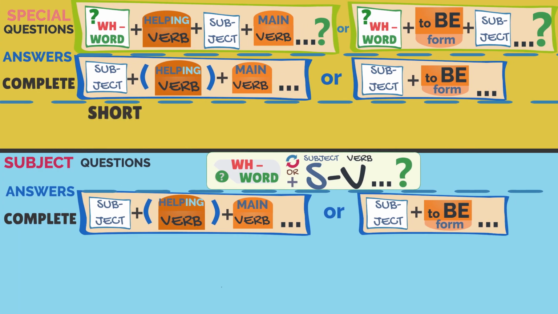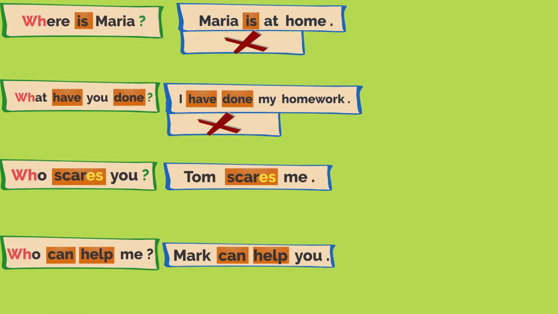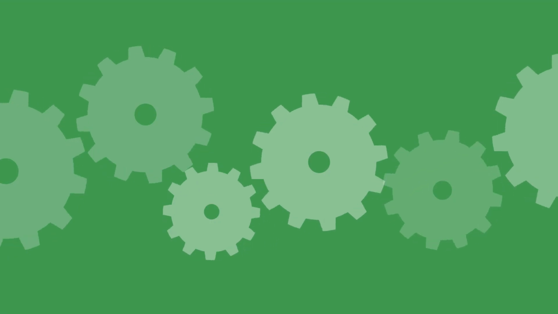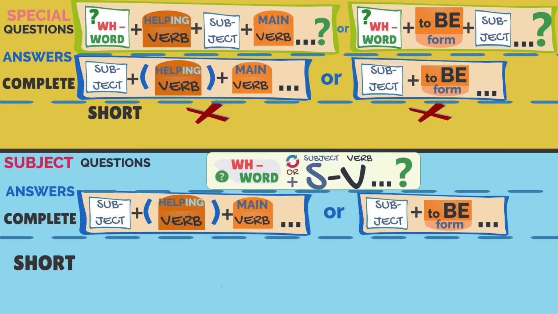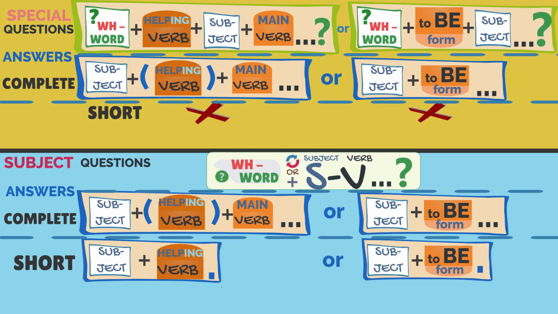There are no short answers to special questions because we do not get the information that we ask about in them. But we can use the short answers to subject questions. They contain only a subject and a helping verb or the verb to be.